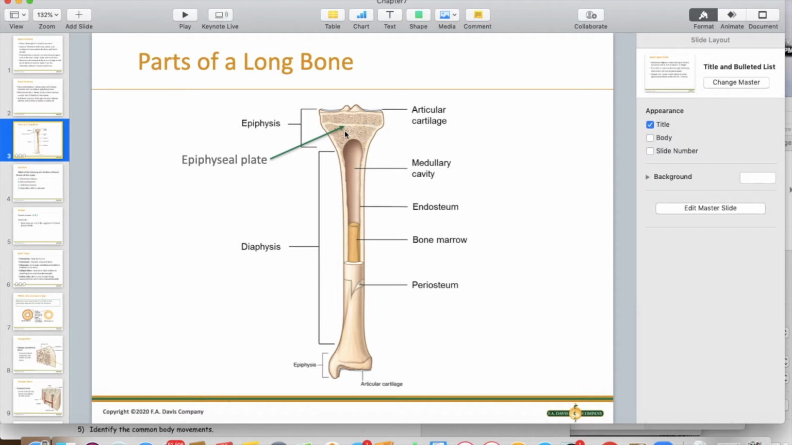Red bone marrow would be found here in the epiphysis, and that's where new blood cells are formed. Then yellow bone marrow would be found here in the medullary cavity, and it is basically just fat. Then the periosteum is this tough fibrous covering on the outside of the bone, and it protects the bone. It's also what tendons anchor into.